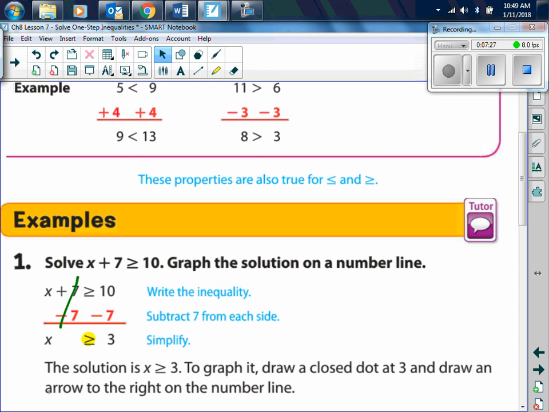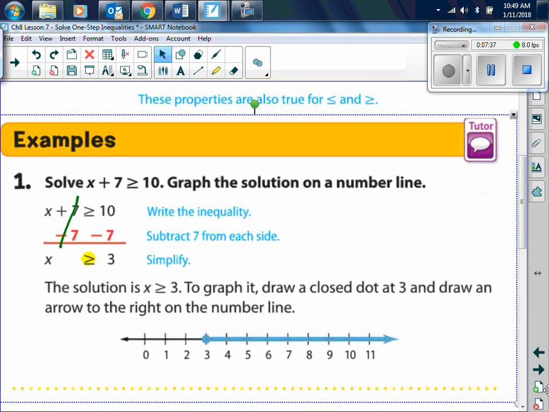And I'm also going to look at that symbol to tell me which way I'm shading. Which way am I shading? To the right, because it's greater than, right? So this is what your graph will look like. Our important number is 3. We have a closed circle at 3, and we're shading to the right.